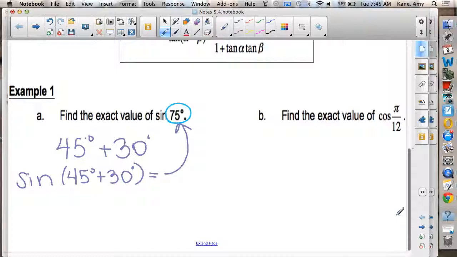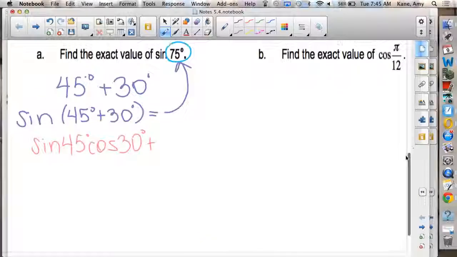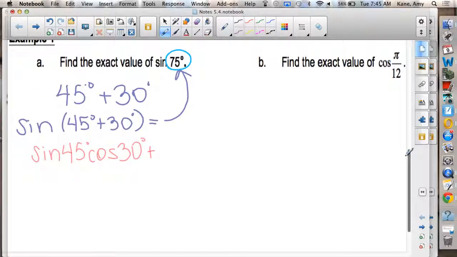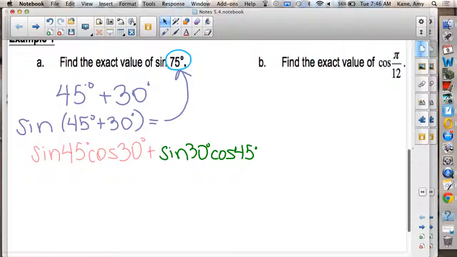So we're taking the sine of the first angle times the cosine of the second angle. And then you're adding that with the sine of the second angle times the cosine of the first. So that's what the formula says. I'm just taking the formula and plugging the 2 angles in. And then you go to the unit circle, and you think about the sine of 45 degrees.